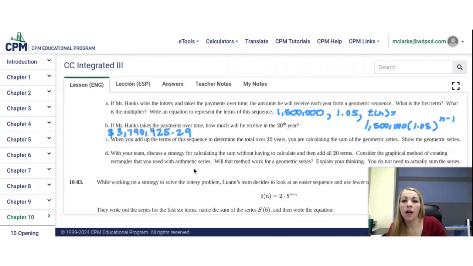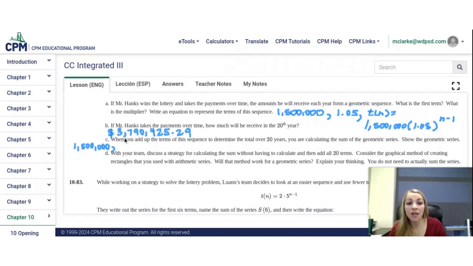Okay, so when you add up the terms of this sequence to determine the total over the 20 years, you are calculating the sum of a geometric series. So it asks us to show the geometric series. So remember, we want to start with the first three terms plus ... plus the last term. So the first term in this sequence was that 1.5 million.